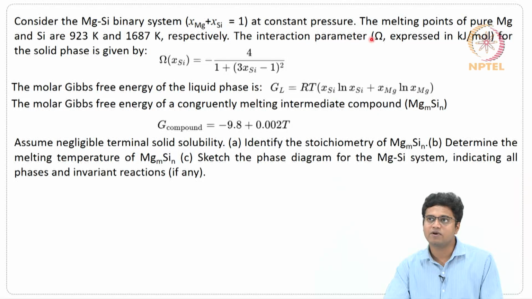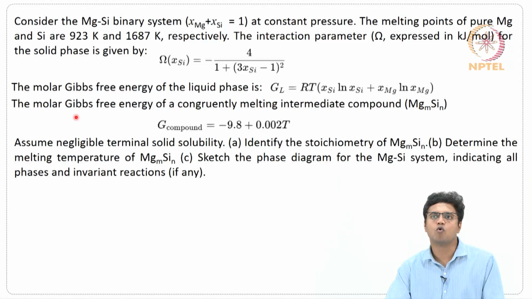The interaction parameter is expressed in kilojoules per mole because it has the same unit as that of enthalpy for a solid solution given in this way. I have just mentioned Xsi, so you can also express the whole equation in terms of Xmg. Understand? So I have just mentioned it in this way. Now, the molar Gibbs free energy of the liquid phase is also given in this way. It is just simply Xsi ln Xsi plus Xmg ln Xmg, RT times that.